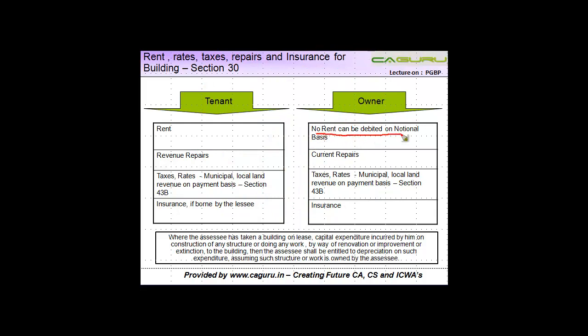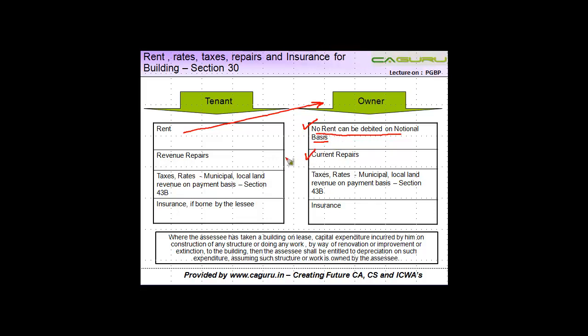No rent can be debited on a notional basis. What does this mean? The tenant actually makes a payment to the owner in respect of usage of building. The owner may not pay any rent to a third party. So if you are just using your own building, you cannot debit any kind of a rent on a notional basis, saying that, oh, look, if I would have hired this building from a third party, I would have paid 500 rupees. So therefore this 500 should be debited. What if I own the building? No, that is not allowed.